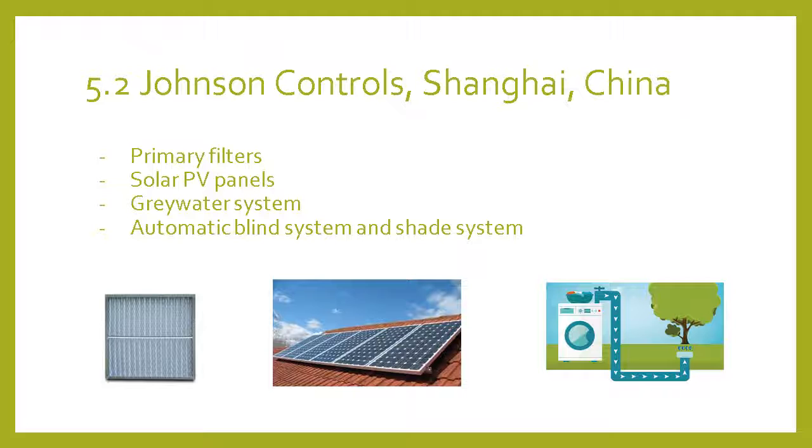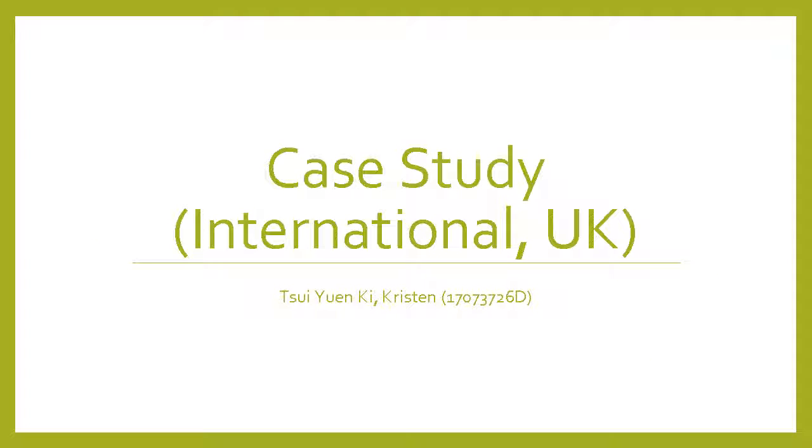And they also have the automatic blind systems and shade systems, which helps to automatically collect certain light penetrations within the space depending on whether the sun is in the sky and to provide sufficient lighting for the building. And this is what the Johnson Controls helps to ensure is comfortable for the occupants and also to keep the building energy efficient.